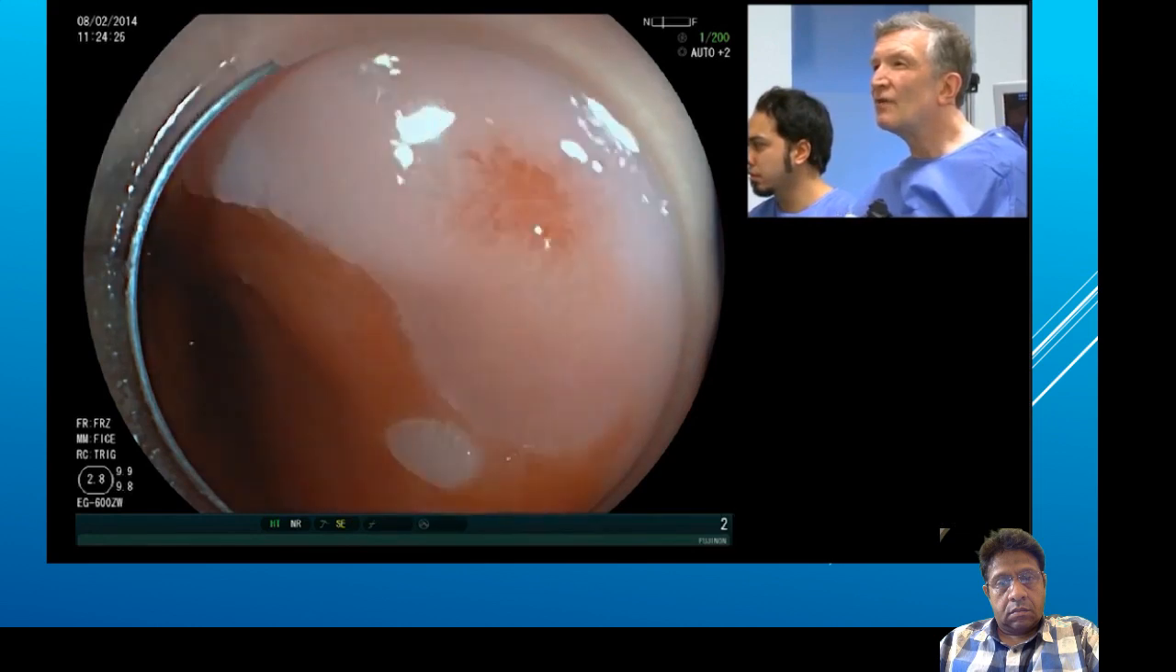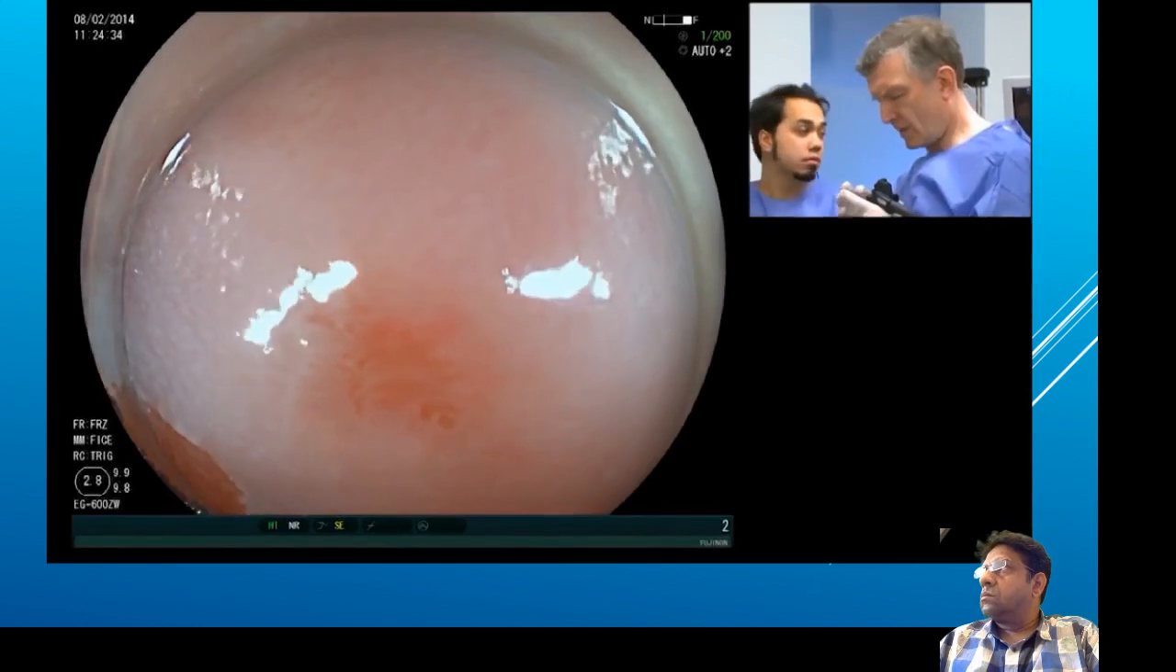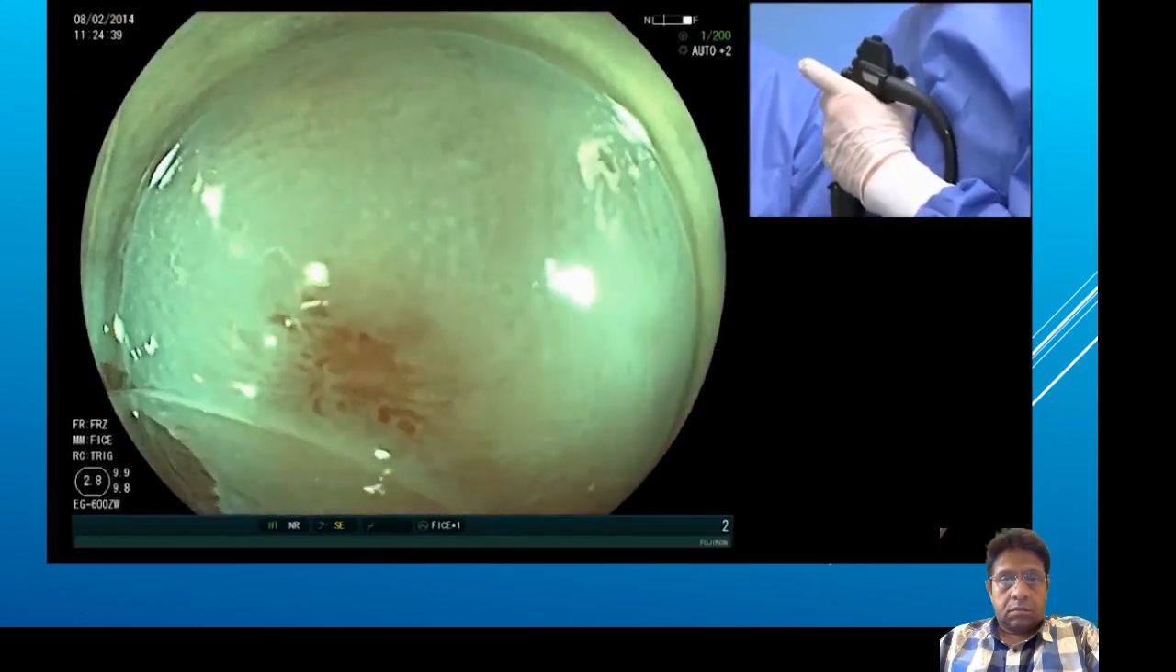This area is imaged in detail, both in its unenhanced state and with Fujinon intelligent chromoendoscopy technology. The findings are also shown with magnification.